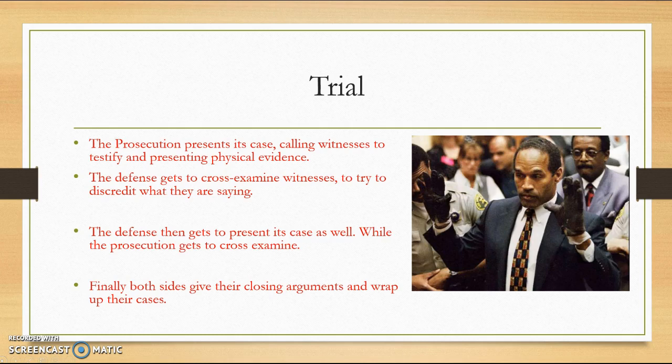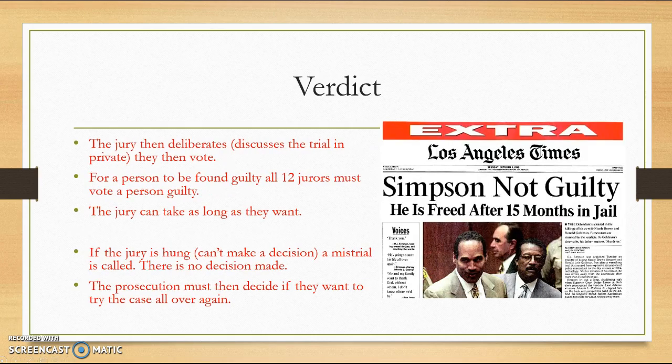Finally, when all the testimony has been given, both lawyers, first the prosecution, then the defense, are going to give their closing arguments. Basically, it's their conclusion and wrap up of their cases. Once the closing arguments have been given, the jury is then going to deliberate. They're going to meet, just them, and discuss the trial in private. Then they're going to vote.